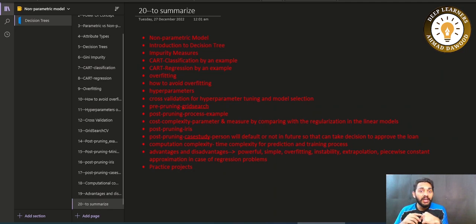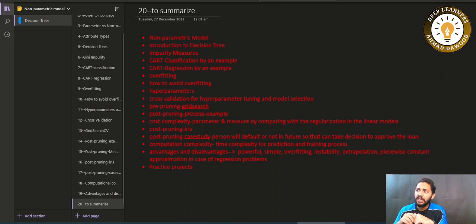Regarding entropy, you are already familiar. So I have done a lot of discussion regarding the Gini impurity, which was new for you, and information gain is just a little bit different from the entropy, and there is just one difference in the formulation.